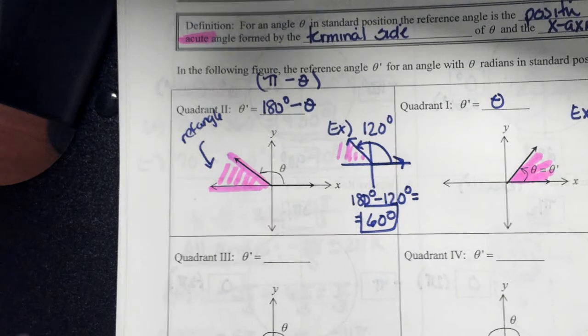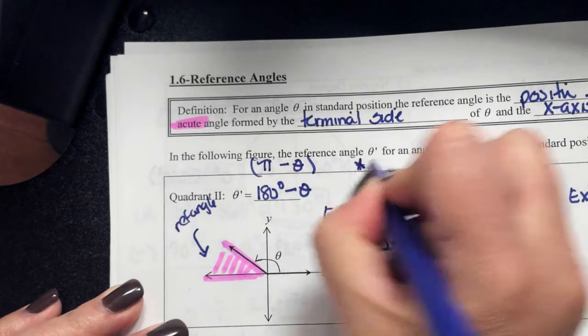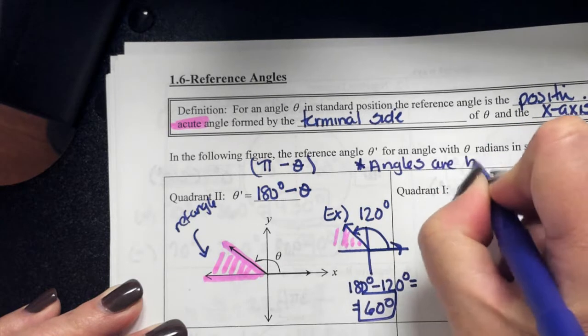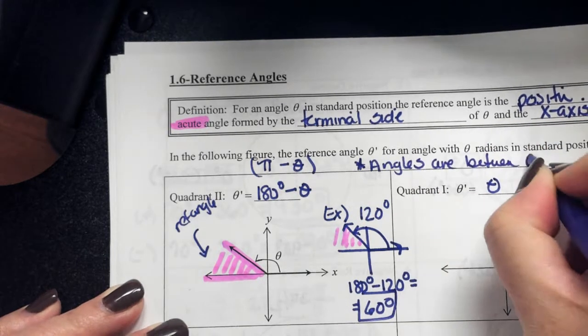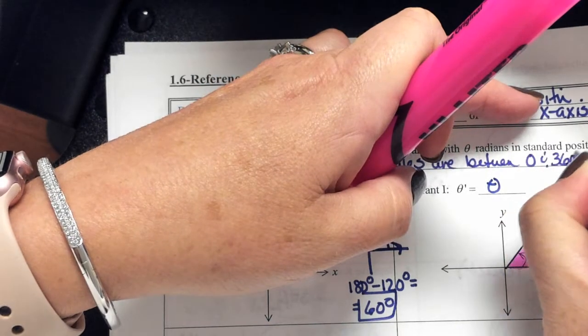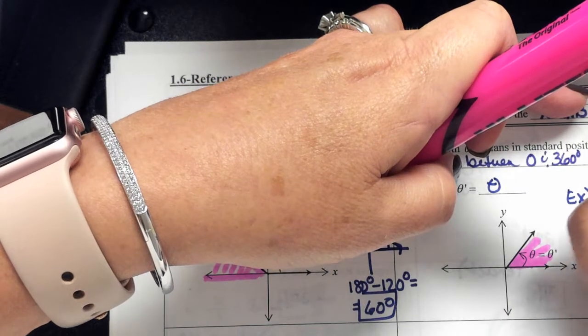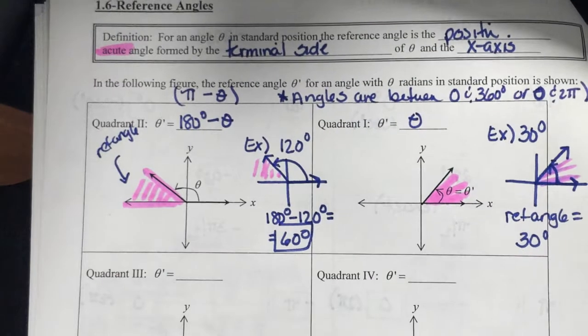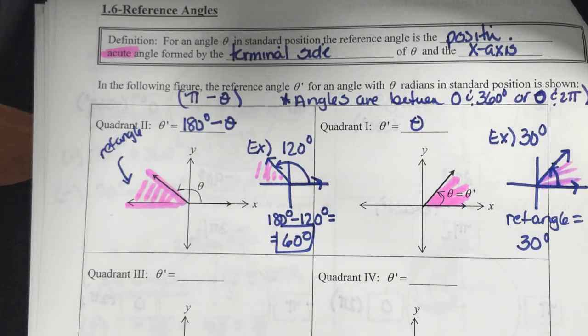Again, this rule only works if your angles given are between 0 and 360 or 0 and 2 pi. So these rules are only going to work if the angle I'm asking you to find the reference angle for is already between 0 and 360 or 0 and 2 pi.